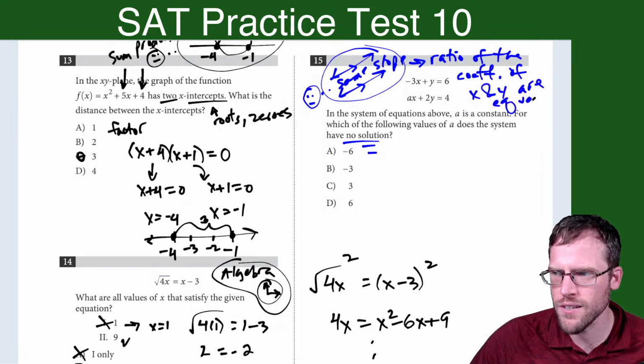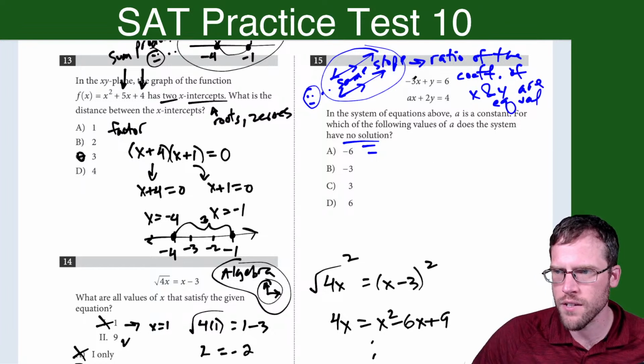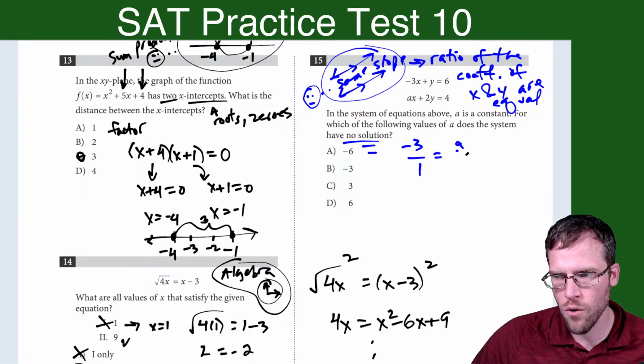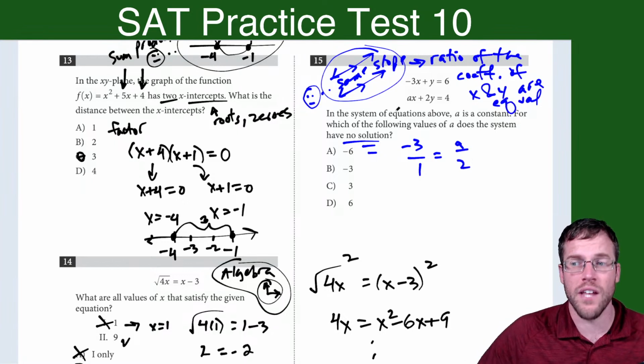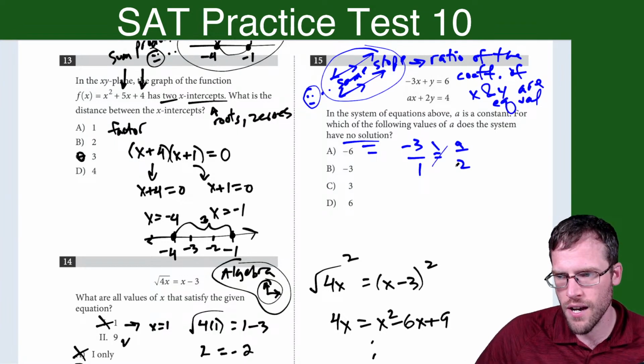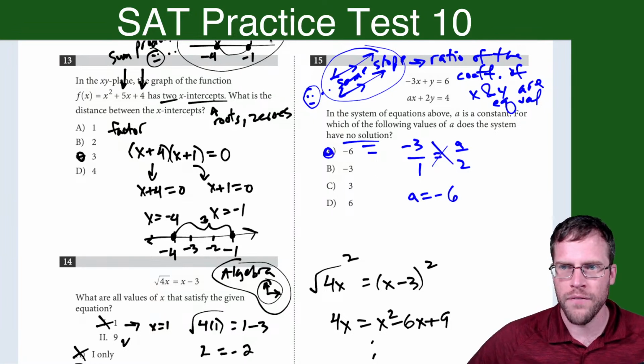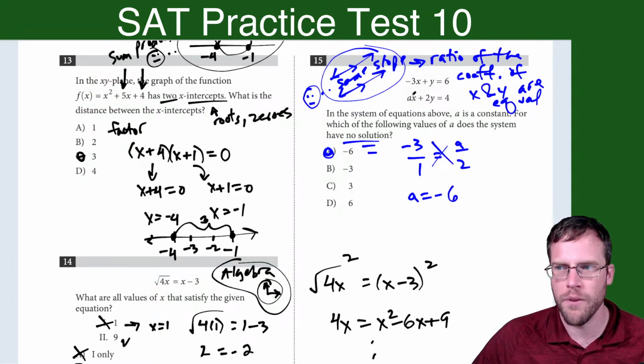Okay, so this is a nice little trick. So the coefficient of x in the beginning is negative 3 over the coefficient of y, which is 1, would have to be equal to the ratio a over 2, because they're both in standard form. So then now you just solve and it's a equals negative 6. So choice A.